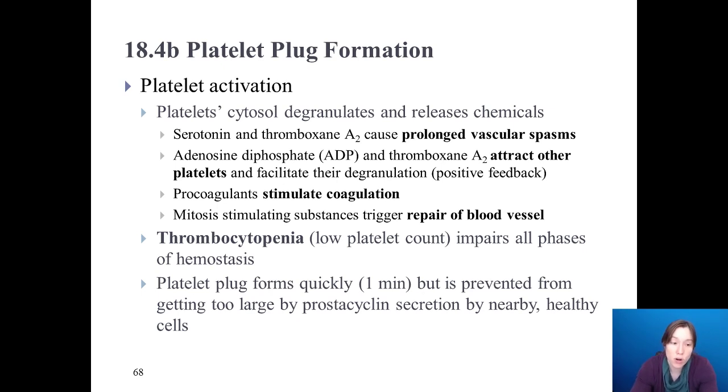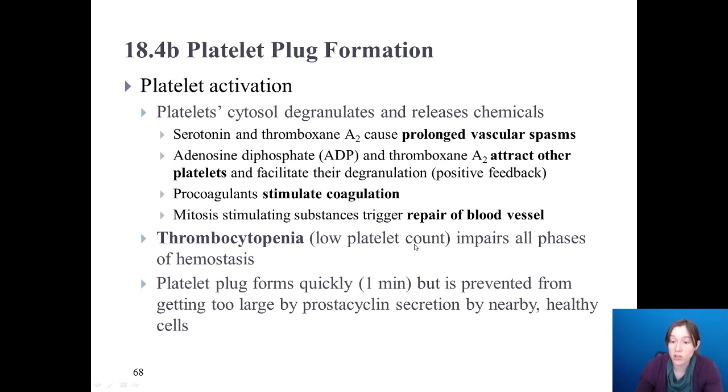And so there are also procoagulants that stimulate coagulation. We'll talk about coagulation in the next phase. And then there are some mitosis stimulating substances that trigger repair of the blood vessels, right? Because we eventually want our blood vessels to repair. So thrombocytopenia is a word that means low platelet count. So thrombocyte, right, is another name for platelets. And penia is low, so low platelet count.